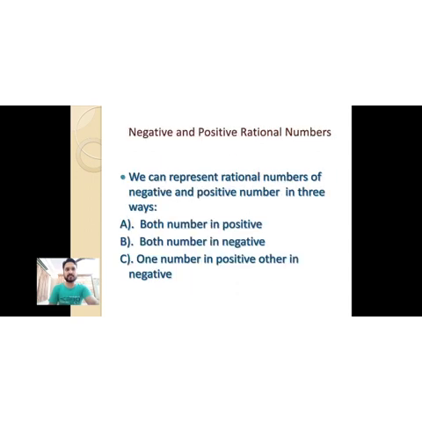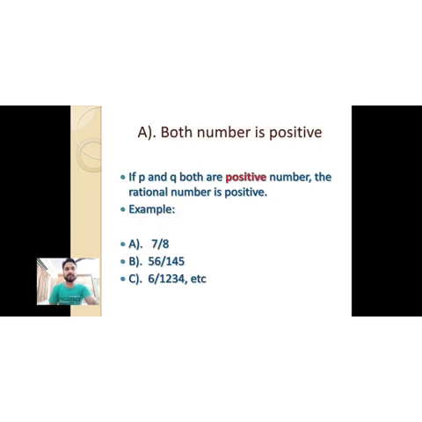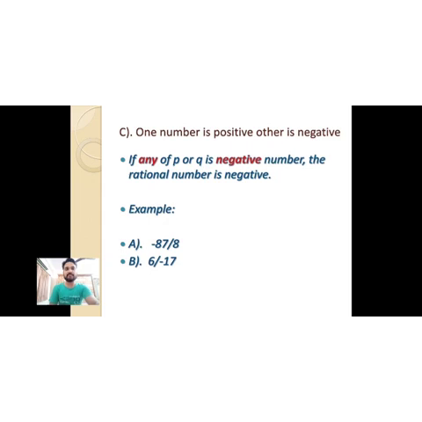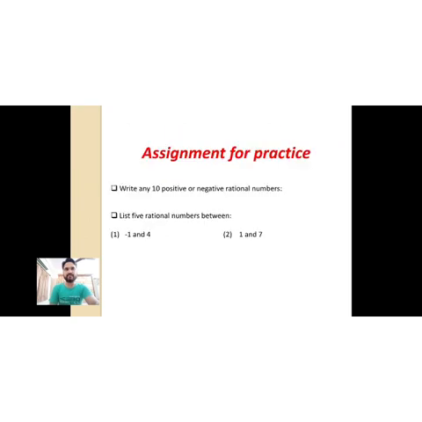Now, in the positive and negative rational numbers we have three categories, a, b and c. In a, p and q both are positive, for example 7 by 8. In b, both are negative. If both p and q are negative, the final answer is a positive number because the minus signs cancel. And in c, if either p or q is a negative number, then the final answer is a negative number.